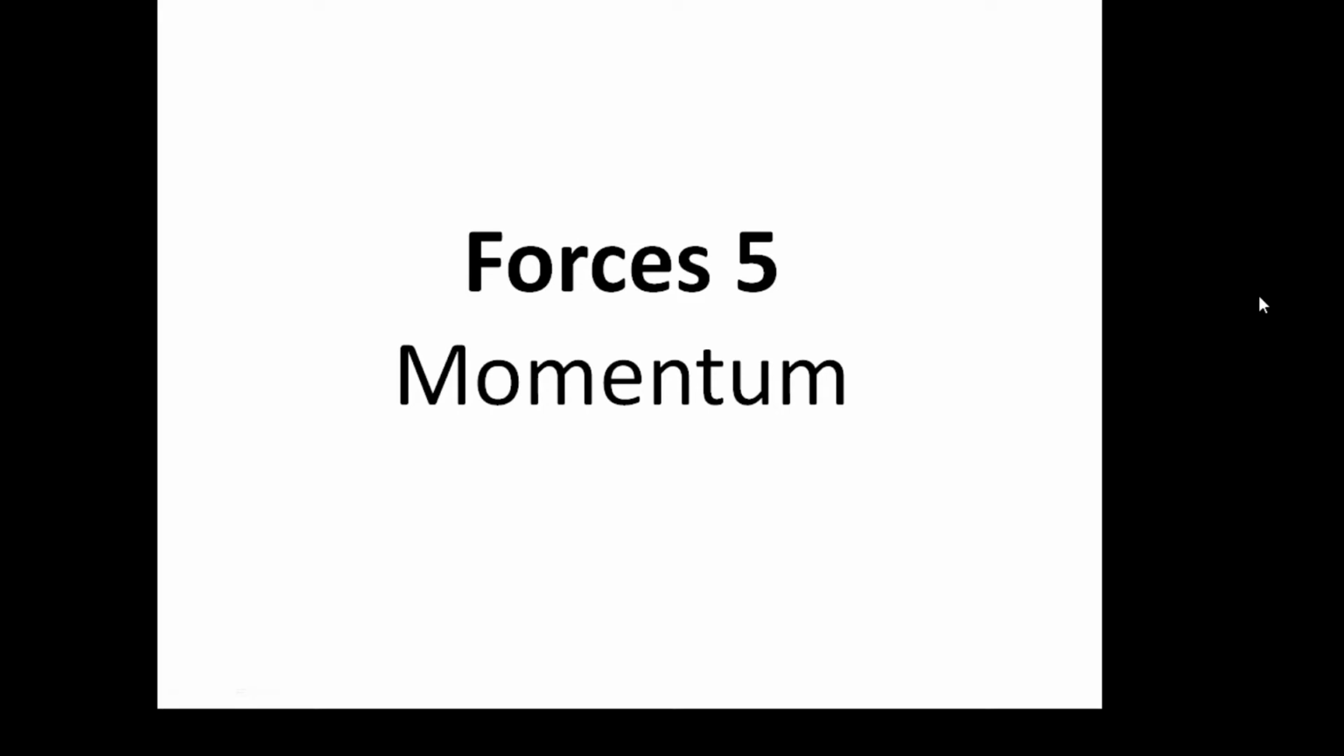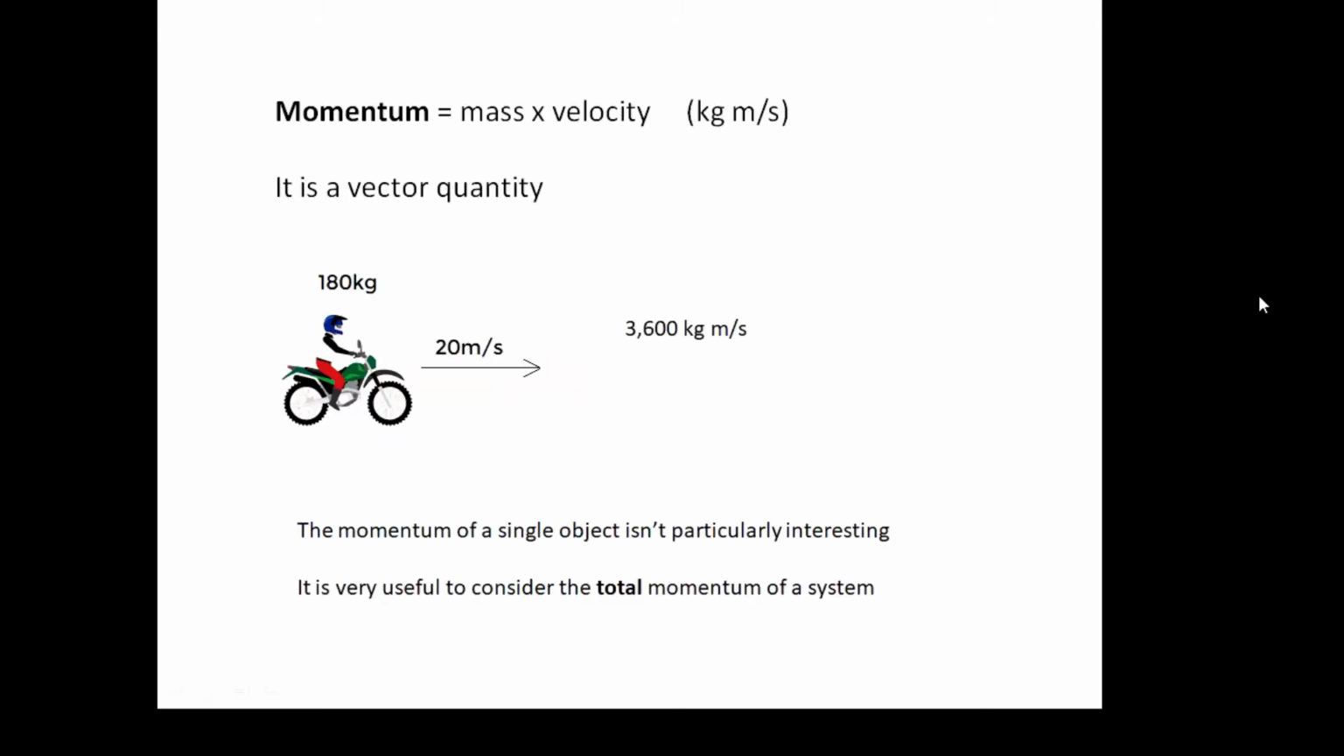Forces 5 is about momentum, some key ideas in this momentum. Now, how do you work out the momentum of something? It's just mass times velocity. It's measured in kilogram meters per second. Don't forget it's a vector quantity. It has direction. So the momentum of a bloke on a motorbike is going to be 3,600 kilogram meters per second.